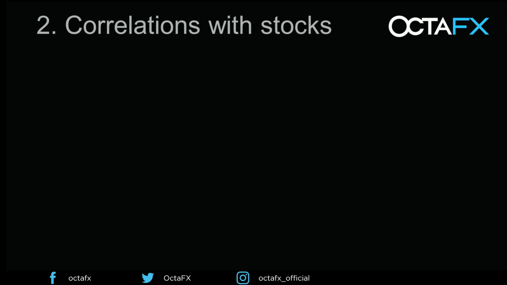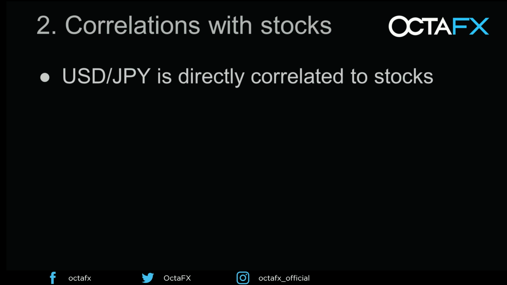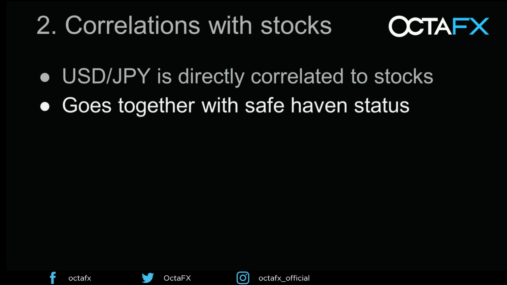Now let's talk about correlations with stocks and bonds. You'll hear it very often, and it works in many cases. Dollar yen is directly correlated to stocks. The stocks are the S&P or the Nikkei. It also goes together with the safe haven status. When things improve, stocks go up, dollar yen goes up, sell off of the yen, right? Okay?